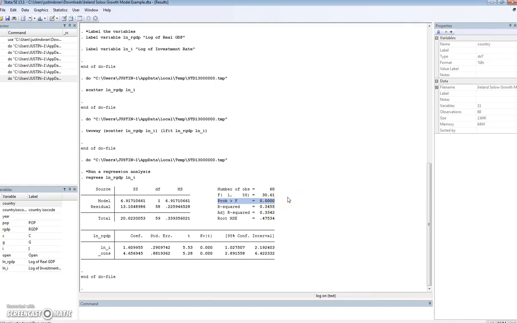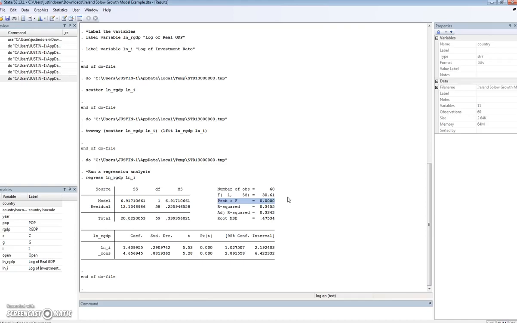The null hypothesis of the F-test is that the R-squared equals 0, essentially that our model is no good. It explains none of the variation in our dependent variable. The alternative hypothesis is that the R-squared does not equal 0, i.e. that our model has explanatory power. With a p-value, when we're doing our F-test, ideally what we want to see is the probability greater than F being less than 0.1, 0.05, or 0.01, corresponding to the 90, 95, and 99% significance levels respectively.